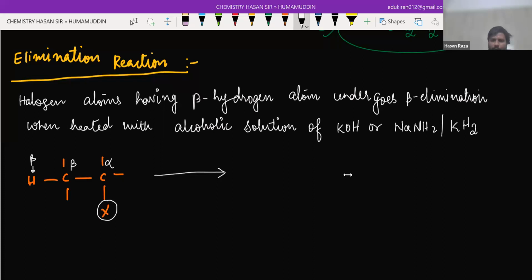This reaction is also known as beta elimination, and you can see in the presence of alcoholic KOH or NaNH2 or KNH2, and when you heat it, you know what will happen. This X along with H will be eliminated, and there will be a double bond between the alpha and beta carbon, like this.